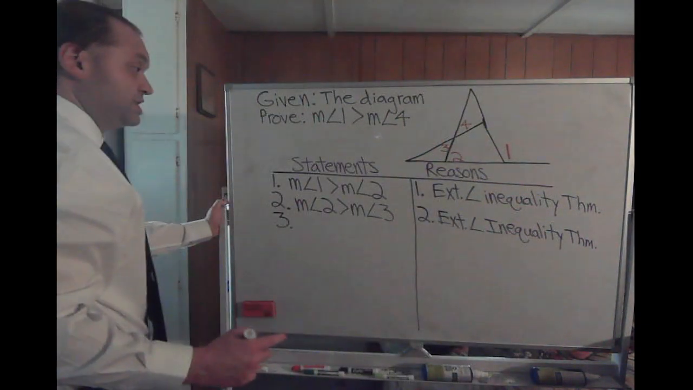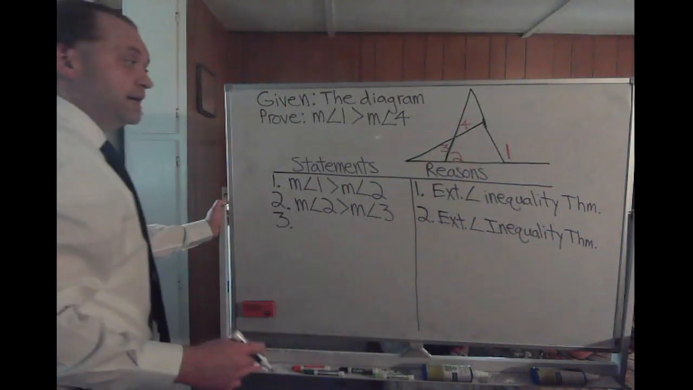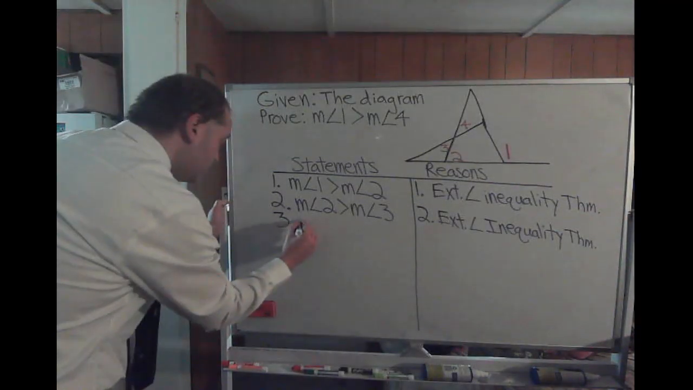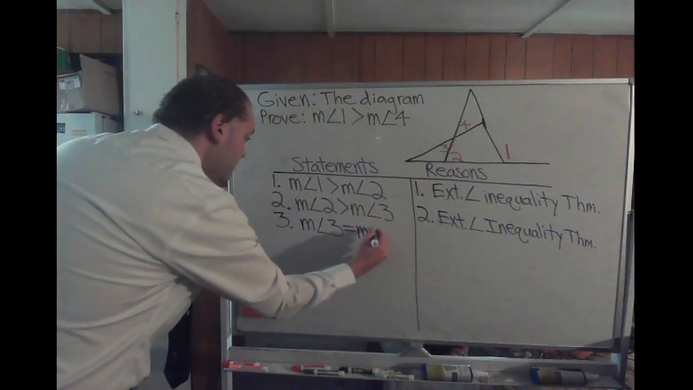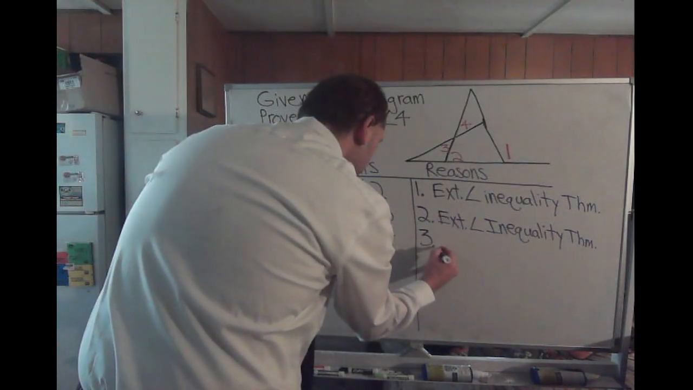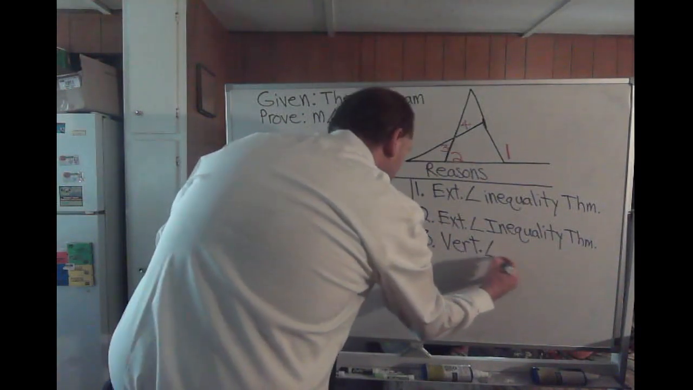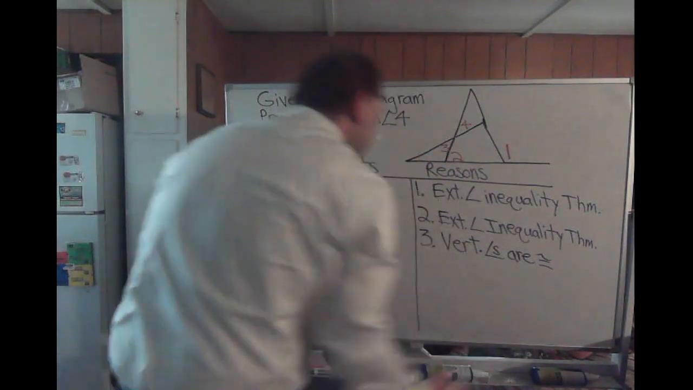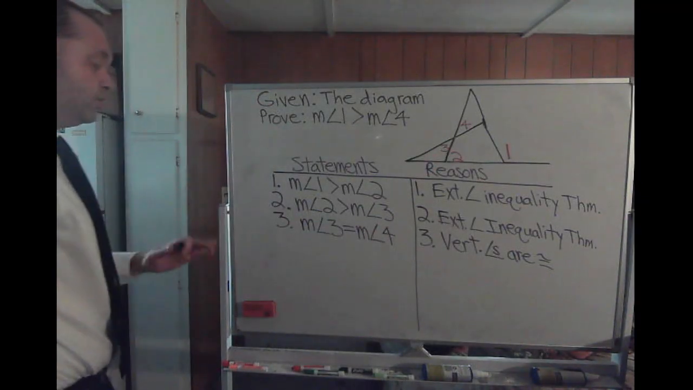Alright, so now step 3, we have angle 3 and angle 4 here, right? Angle 3 and angle 4 are vertical angles. Well, we know the measure of angle 3 would actually equal the measure of angle 4 because vertical angles are congruent. So for step 3, vertical angles are congruent. Since 3 and 4 are vertical angles, they're congruent.